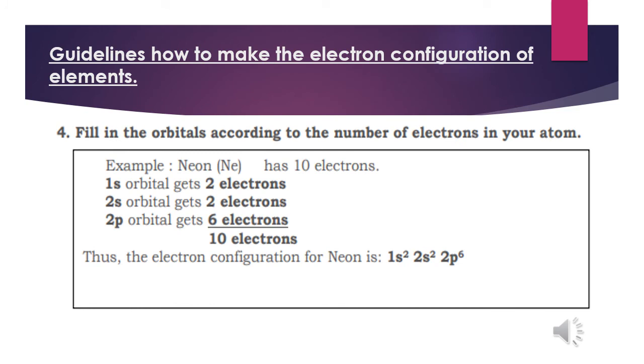Number 4. Fill in the orbitals according to the number of electrons in your atom. Example, neon. Neon has 10 electrons. The 1s orbital gets 2 electrons. The 2s orbital gets 2 electrons. The 2p orbital gets 6 electrons, and that is equal to 10 electrons. Thus, the electron configuration for neon is 1s2, 2s2, and 2p6.